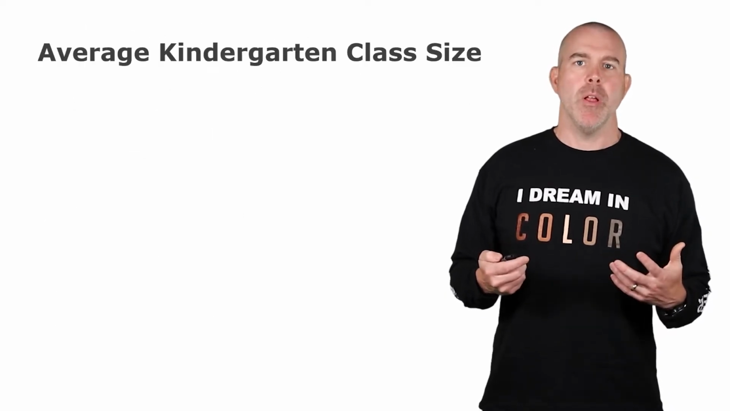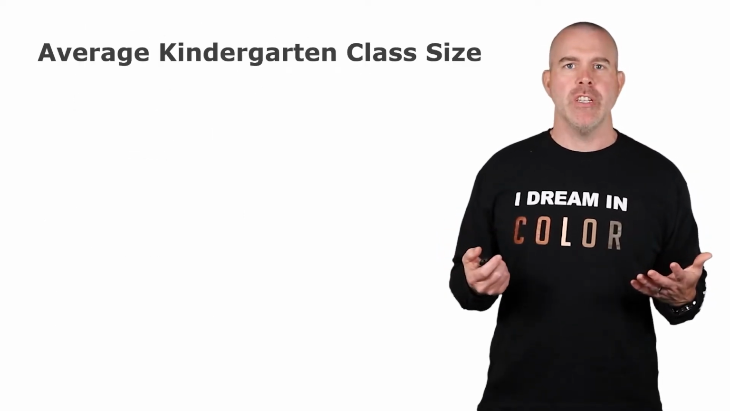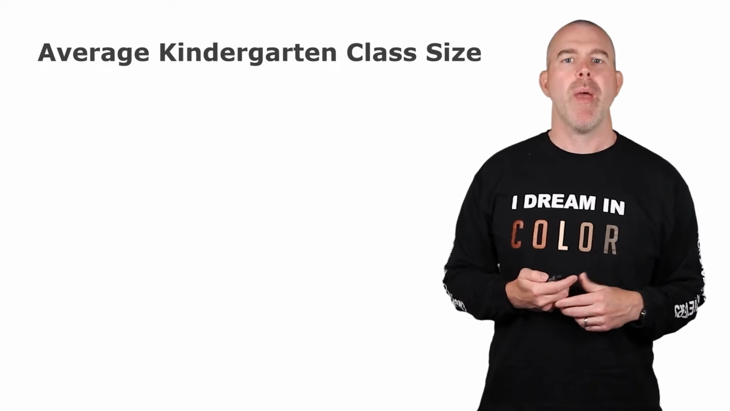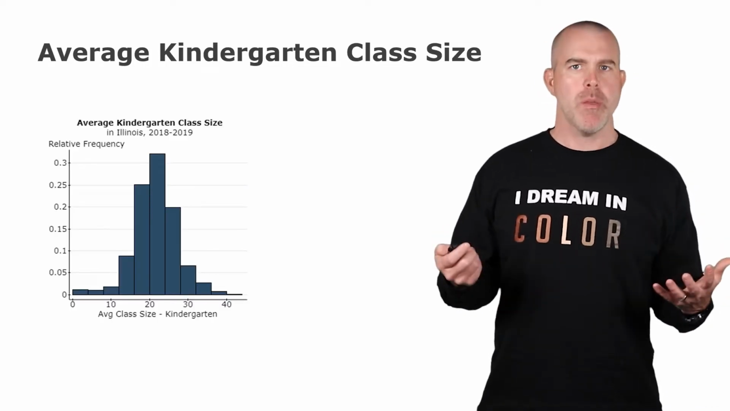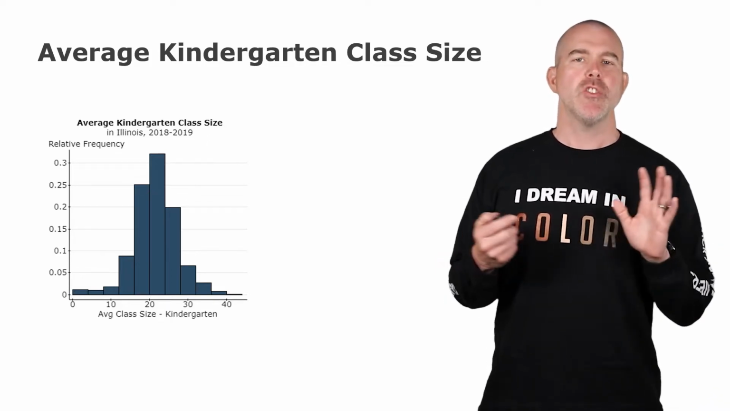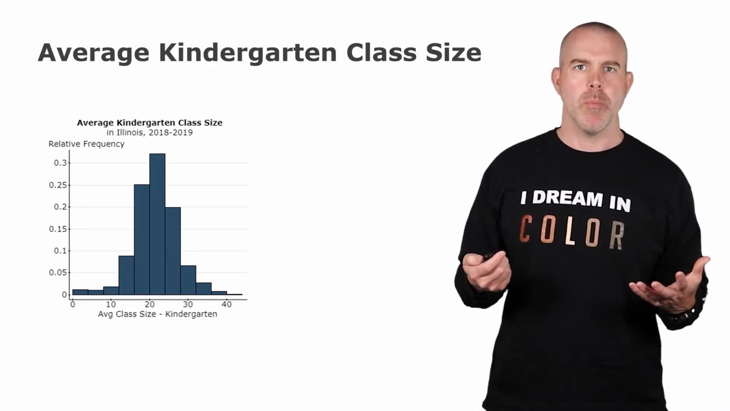Let's look at an example. I looked up one in our education data. I'll put the link in the description below. But we have this average kindergarten class size. If you look at it across the state, pretty bell-shaped symmetric distribution, it's reasonable to say that's approximately normal.